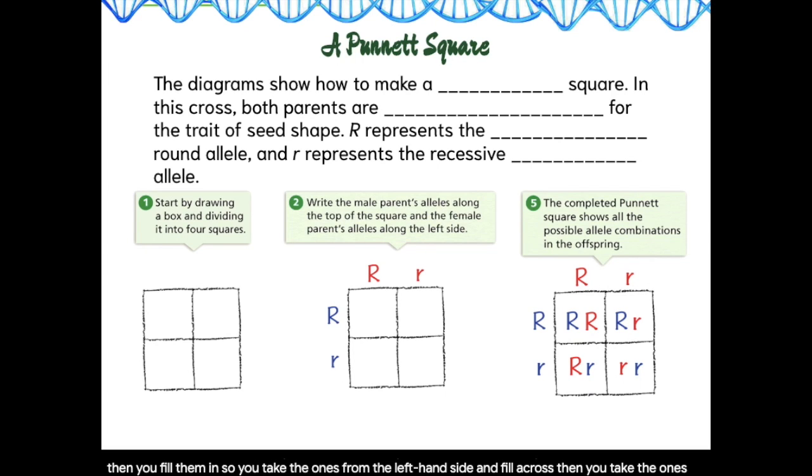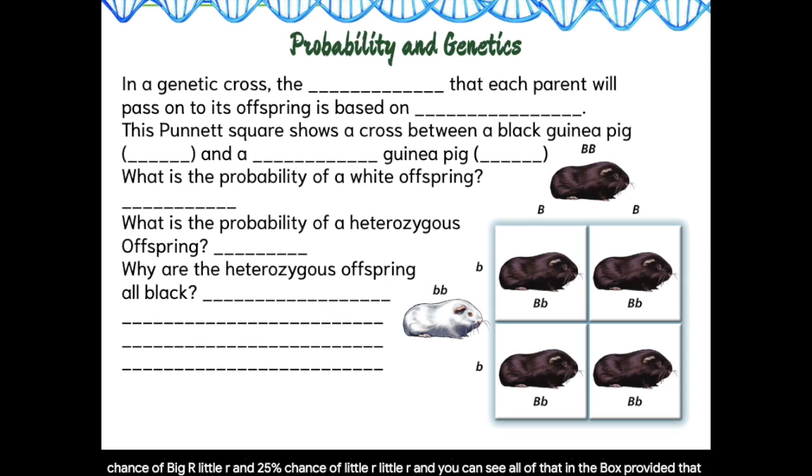So as you can see, if you cross two big R, little r heterozygous parents, you get a 25% chance of big R, 50% chance of big R, little r, and 25% chance of little r. And you can see all of that in the box provided. That is how a Punnett square works.